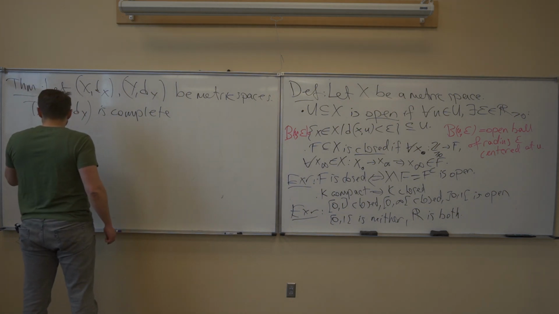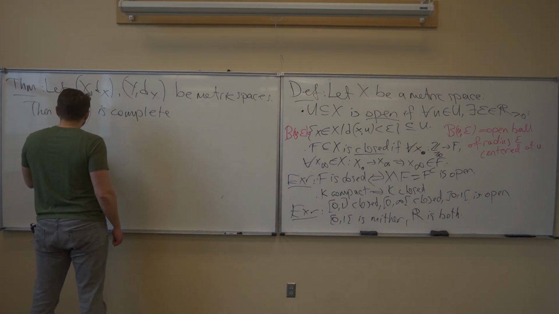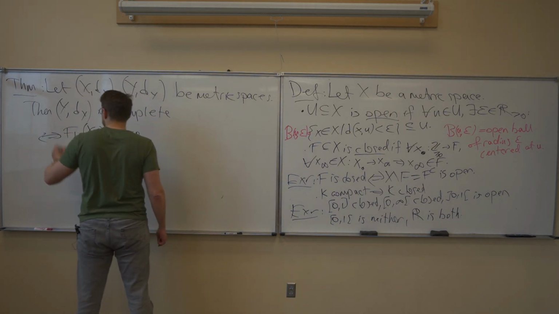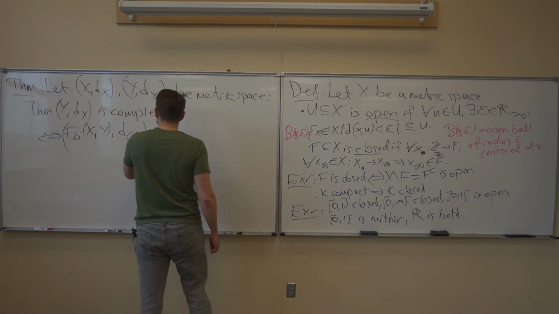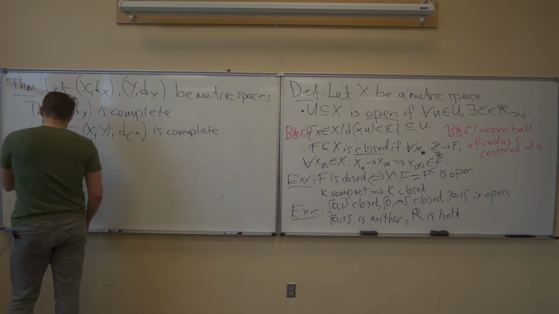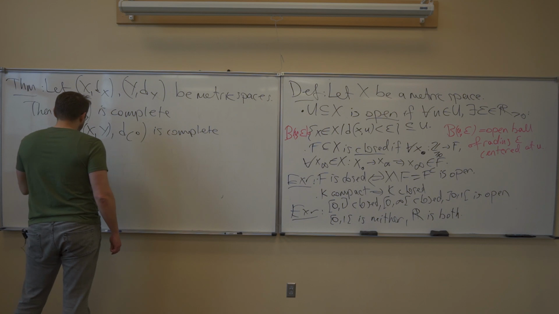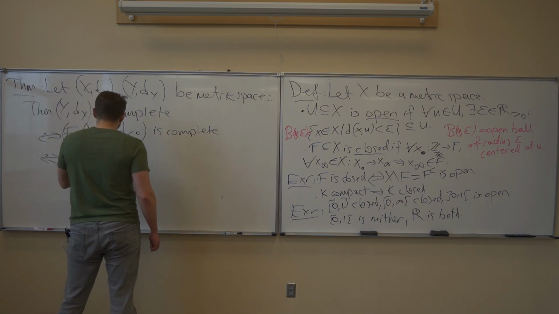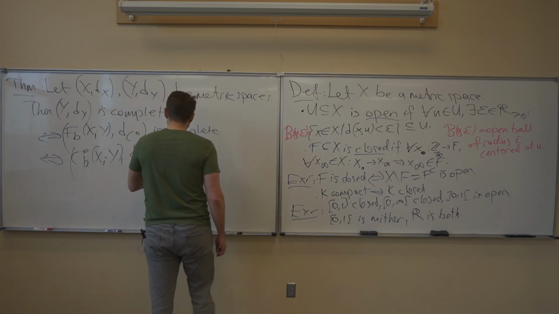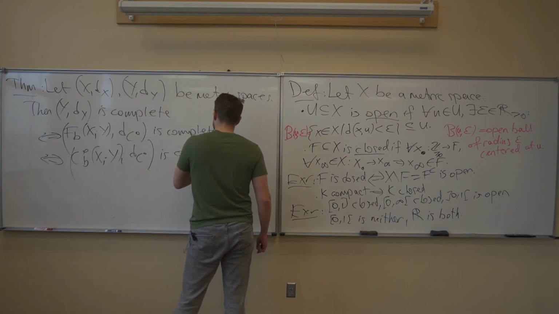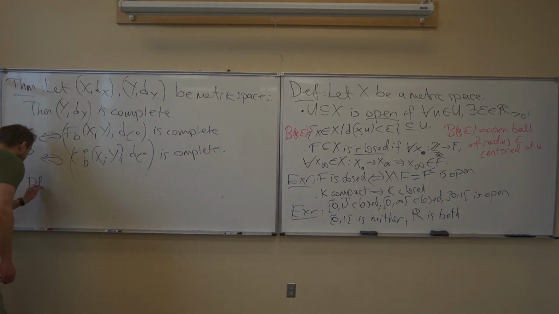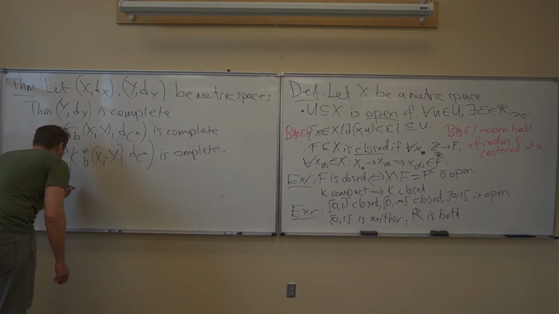If and only if the set of all bounded functions from x to y with the C0 metric is complete. If and only if the set of all continuous and bounded functions from x to y, again with the C0 metric, is complete. Very useful theorem, but we're going to skip the proof of it.